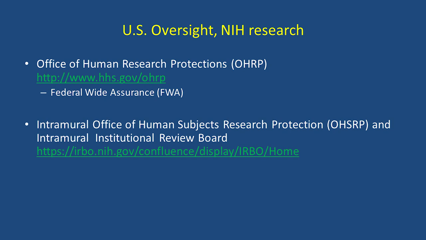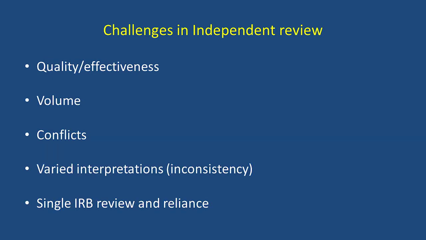For those who are doing research under the Common Rule, there's oversight from the Office for Human Research Protections, which is OHRP, which is part of the Department of Health and Human Services. And if you're doing NIH research, you also have oversight from the Office of Human Subjects Research Protection, or OHSRP, which holds the Federalwide Assurance for the NIH intramural program. And the links are there on this slide.